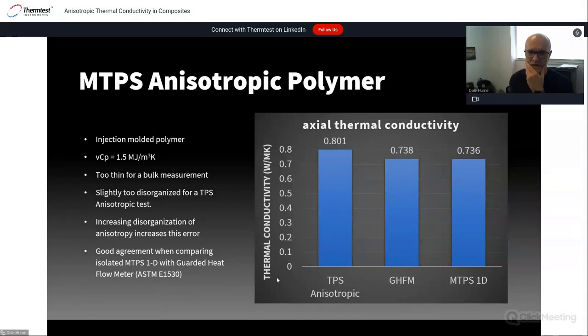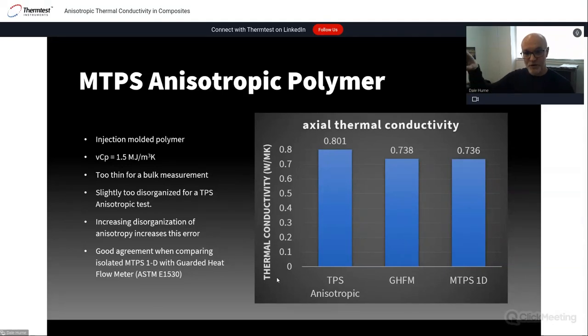This is another example using injection molded polymer. The injection molded polymer creates anisotropy due to the direction of the injection molding. We measured the specific heat directly with the specific heat module, and you can see that the correlation is good, but not as good because you have this disorganization of fillers. And when we look at the anisotropic module and compare that to the GHFM through the thickness or axial, and that's what that is, it's not as good.